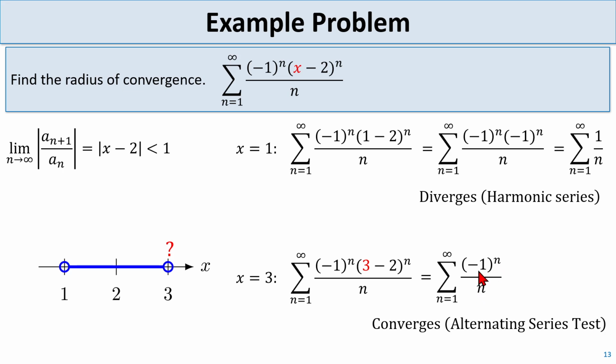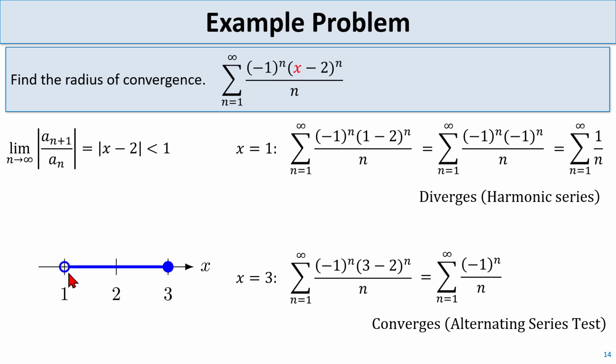It's an alternating series because it has this negative 1 to the n, so the terms keep switching between plus and minus. But also, as n goes to infinity, the terms get closer and closer to 0, and the terms are decreasing in the sequence. If you ignore the negative 1 to the n factor, you would have 1 over n, and 1 over n is a decreasing sequence. Those are the conditions for the alternating series test. We now know that the right side is converging.